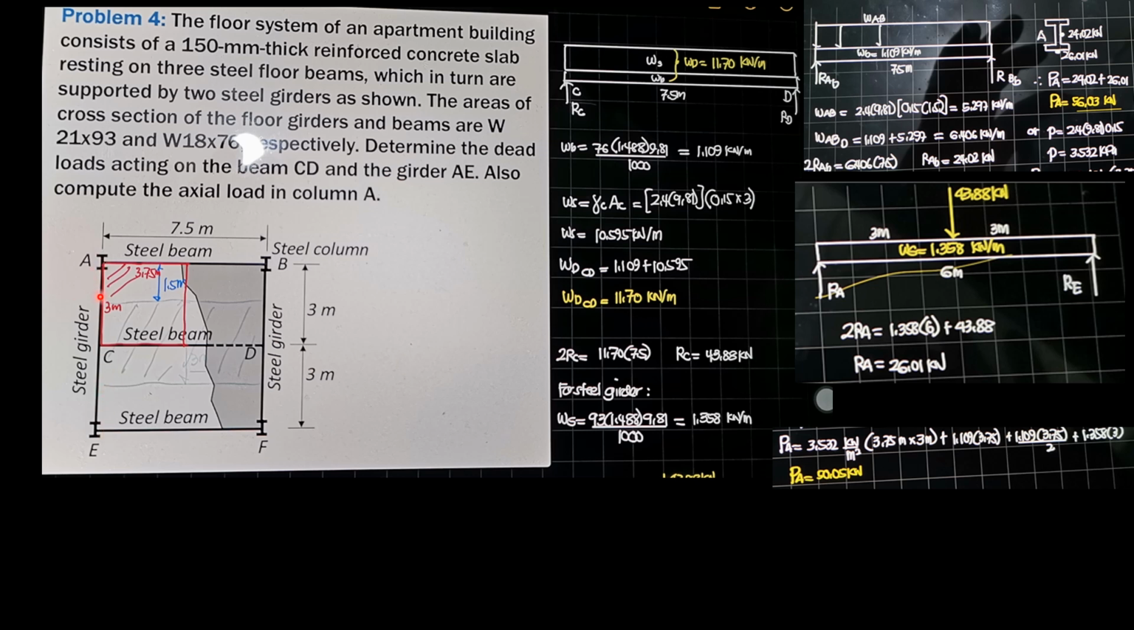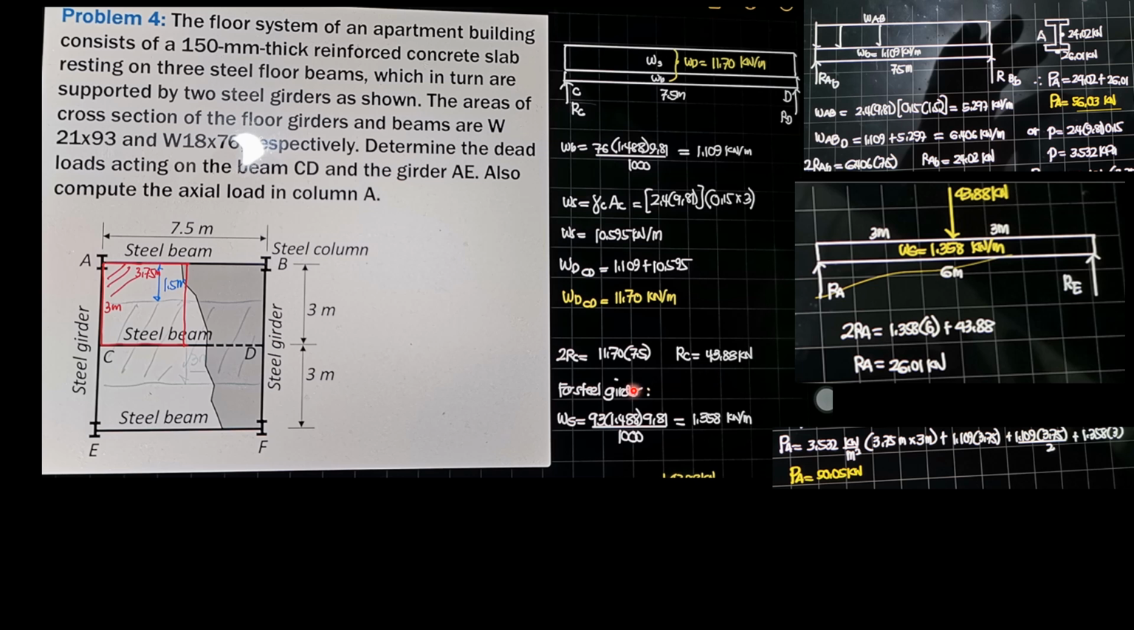While for girder AE, the load consists of the reaction at C. The reaction at C will be transmitted to this point of framing between the beam and the girder, and in addition we have the uniform weight of the steel girder. So let's solve for this R sub C here. Summation of vertical forces equals 0, so 2 times R sub C equals 11.7 kilonewtons per meter times 7.5. So R sub C is 43.88 kilonewtons.